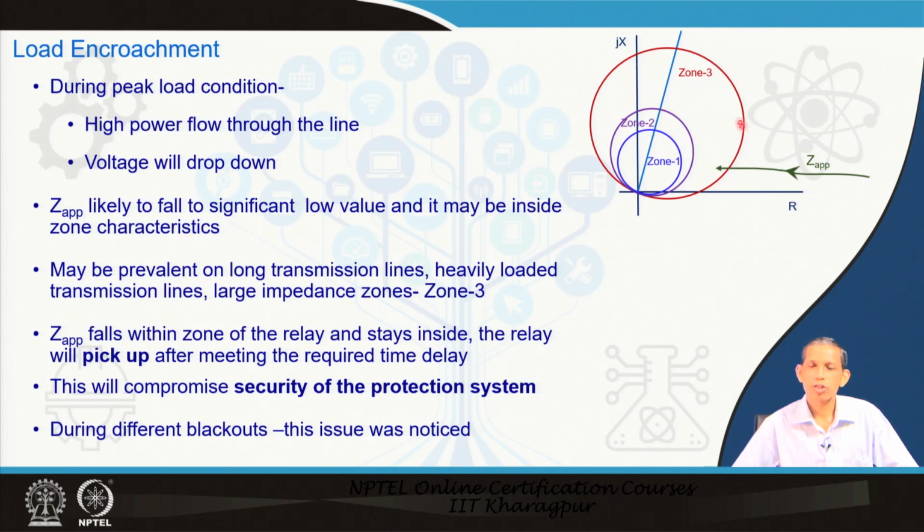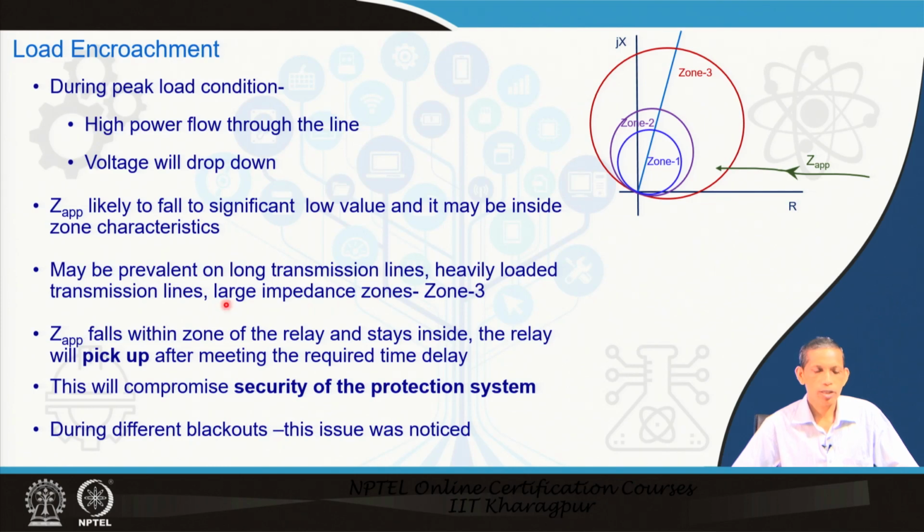Because zone 3 is the outer one, with larger area of coverage, it will be more vulnerable to the load encroachment issue. This kind of situation may be prevalent for long transmission lines, because coverage will be more for zone 3, heavily loaded transmission lines and the large impedance zones associated with zone 3. So, if it is a long line, then the corresponding area coverage will be more.